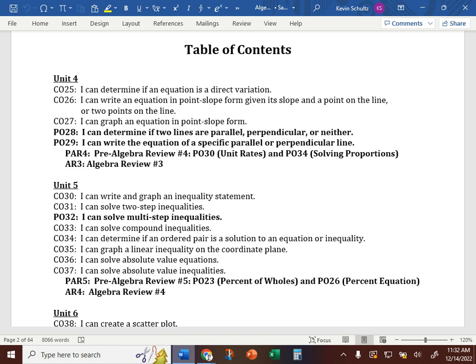Then we talk about special types of lines: parallel lines, perpendicular lines, or neither. So 2 POs, both of them come at the very end. PO29 correlates very well with PO24, where you're writing the equation of the line, where you had to solve for the y-intercept, find the slope, things like that. But kind of a shorter unit.